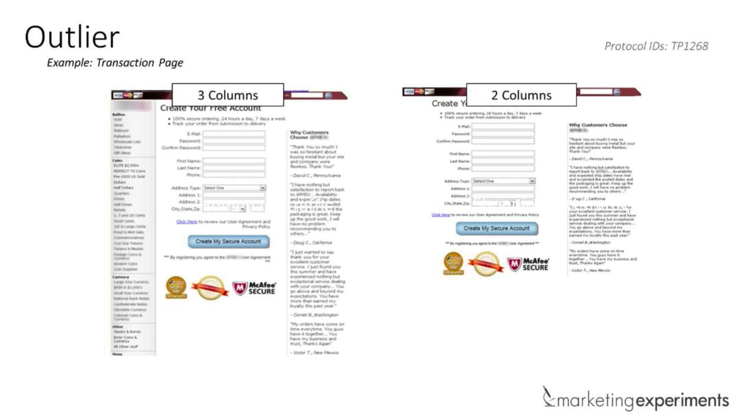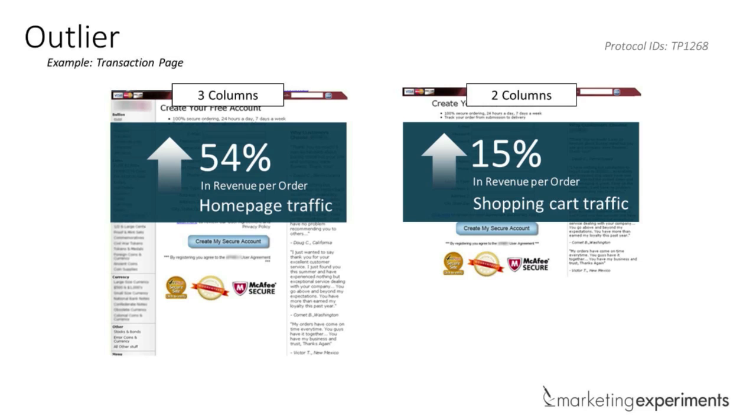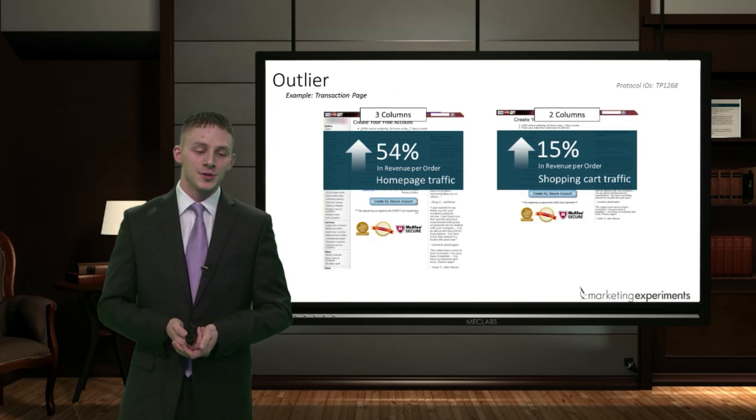2, 3, 3, 2, 3, 2, 2, 2, 3, okay. So I got a number of 2s, some 3s, probably about 70-30. They both won. This was actually one of my first big aha tests. It was really interesting, and it kind of shocked me at first.